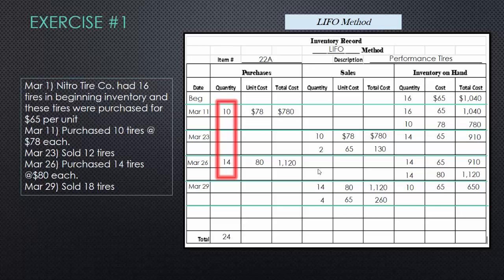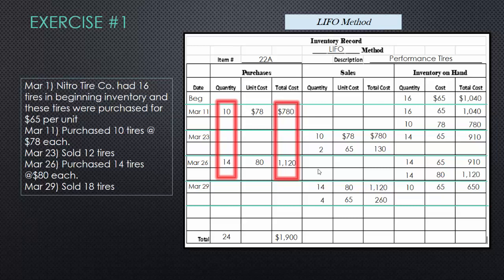The cost of the March 11th purchase was $780. We spent $1,120 on the March 26th purchase. Well, if we add that up, we get $1,900. So we bought 24 tires during the period, and we spent a total of $1,900 acquiring those tires.